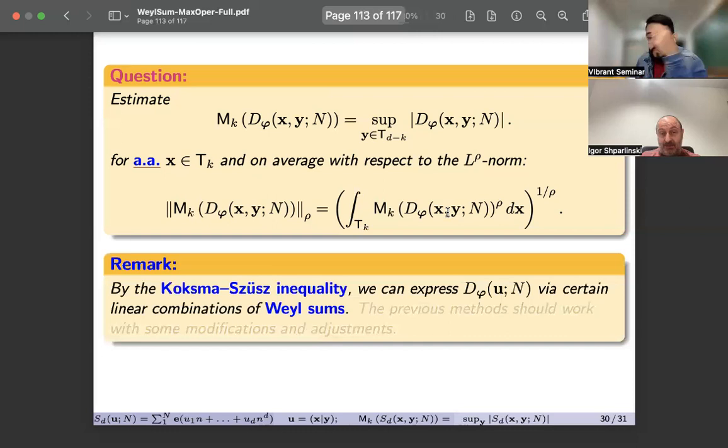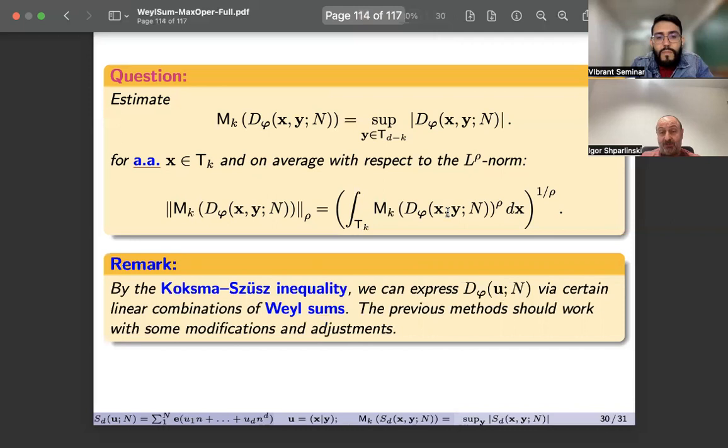It's kind of clear what to do. First, we need the Koksma-Hlawka inequality, then we express D via certain linear combinations of Weyl sums with different coefficients. So the previous method should work, but there will be some modifications and adjustments, and I don't even know how to predict the result. Perhaps the results will be of the same strength, but I'm not completely sure. So it's a very interesting direction of research to obtain good results for the discrepancy.